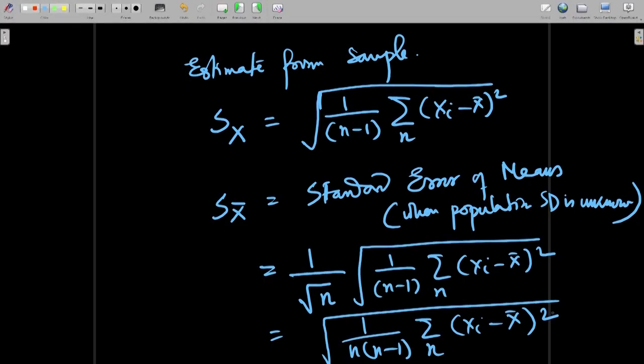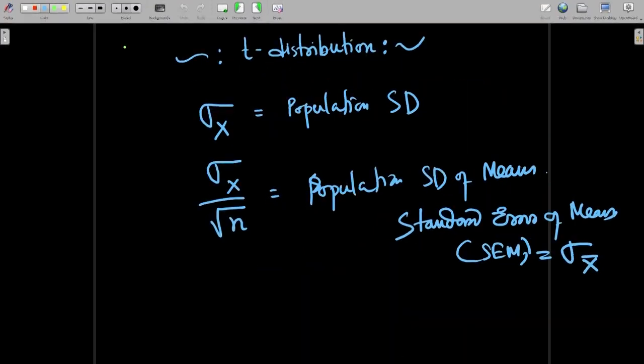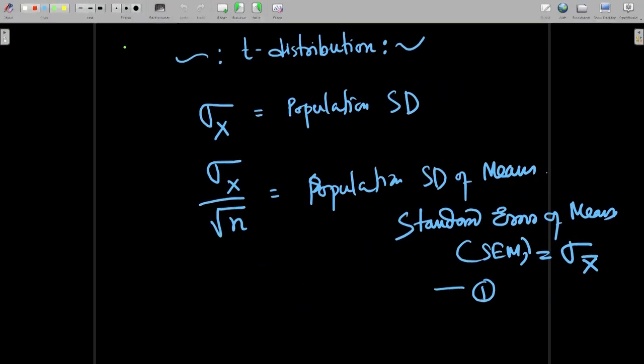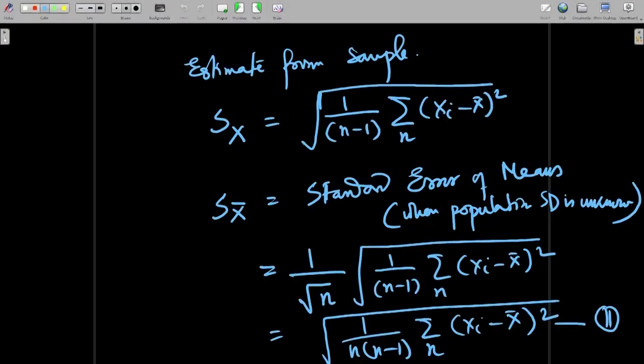So that is how we estimate the standard error of mean when we are using the sample. Let me write down the equations: this is my equation 1 and this is my equation 2. In equation 1 I estimated the standard error of mean where sigma is known, and here I have estimated the standard error of mean but sigma is not known.